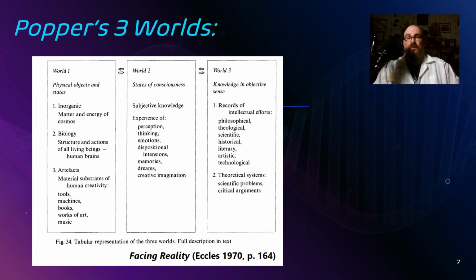So here's Popper's Three Worlds from Eccles's Facing Reality, 1970. There's 3 good lists. World 1, you have your physical objects. World 2, states of consciousness for a person or a robot maybe. World 3, abstract ideas. That's a very good list. I like that table a lot.